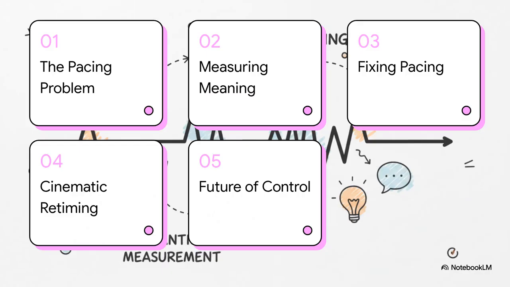So here's our roadmap for today's explainer. We'll start with the AI video pacing problem, then measuring meaning over time. After that, fixing pacing with ReTime. Then we'll look at retiming real cinematic video. And finally, we'll wrap up with the future of video control.